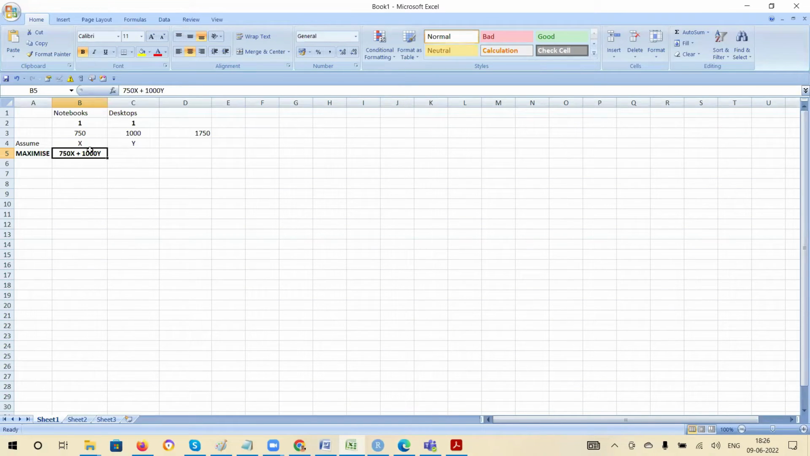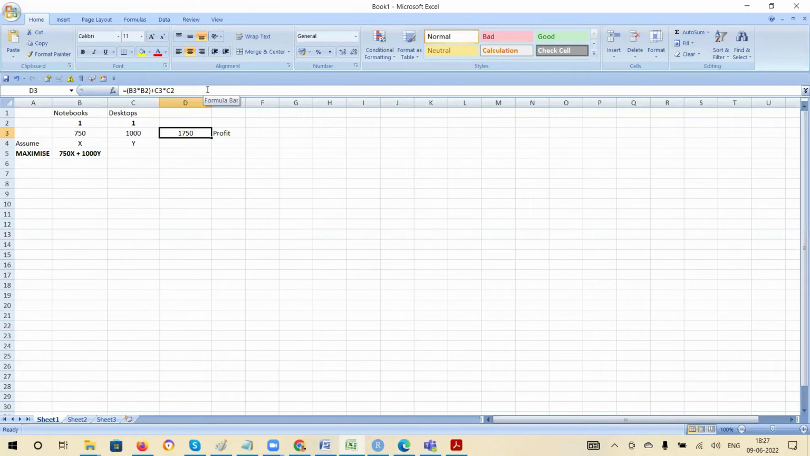To solve the problem, let's assume that we will make only one notebook and only one desktop. So then profit is this. This is profit, but this may not be the answer because this may not be the maximum profit. This is one of the answers, but this is definitely not the final answer. This is the profit you'll make if you sell one notebook, but is that the maximum? No. So then what is maximum?